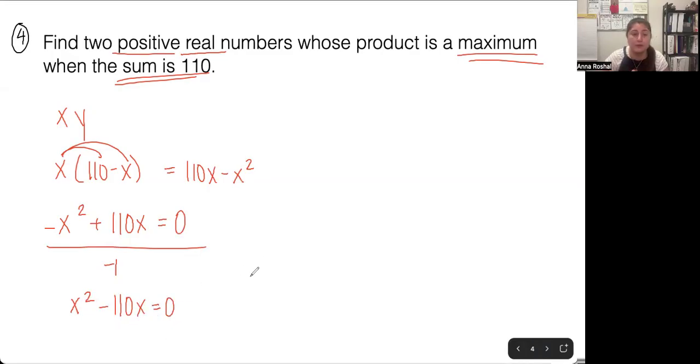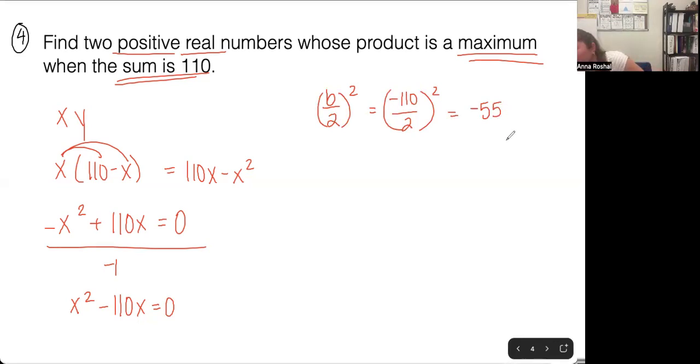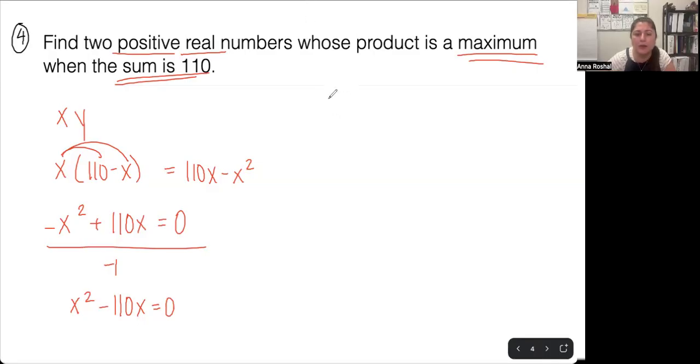So now we're going to solve for that axis of symmetry, that vertex, right? So I said in the earlier example, b over 2 squared is going to give me that axis of symmetry. So I'm going to end up with negative 110 over 2 squared. Yikes, that's going to be incorrect. Let me think. My bad. Hold on. It's not that. It is negative b over 2a that helps us find the vertex. So then in this case, I would end up with 110 over 2, which is 55.